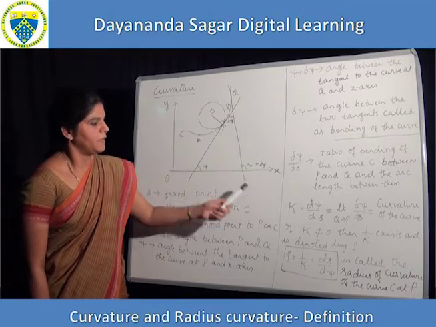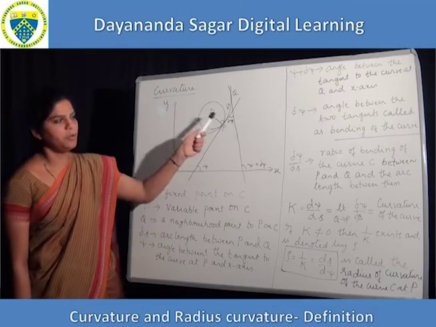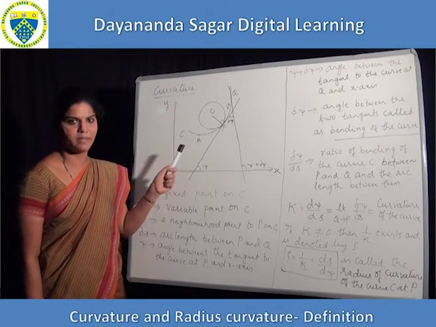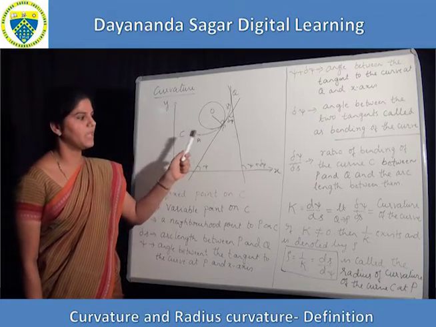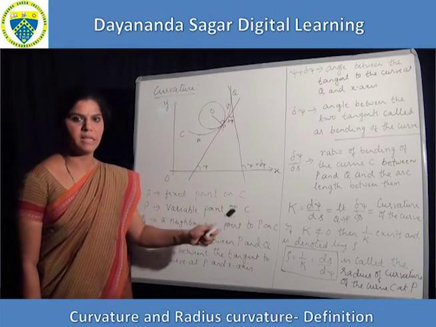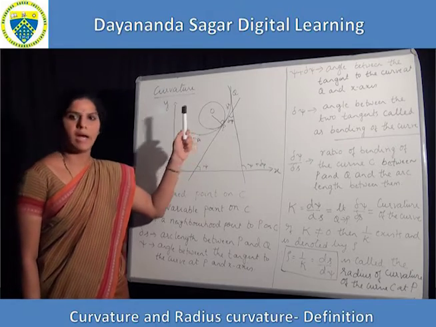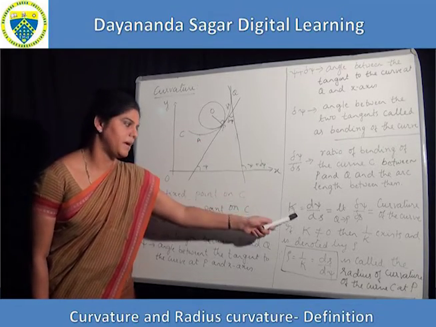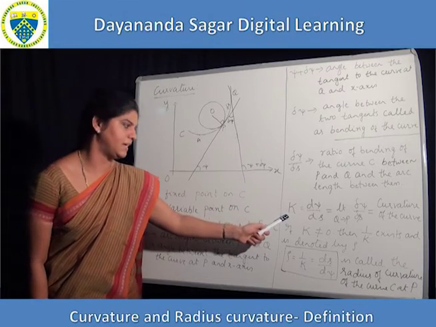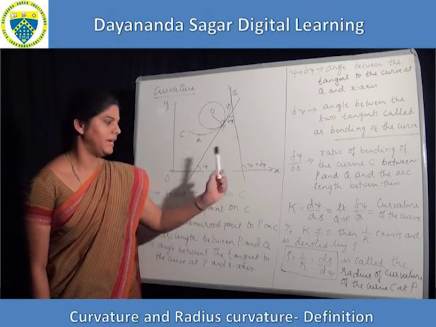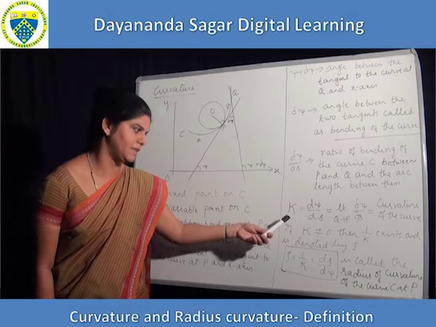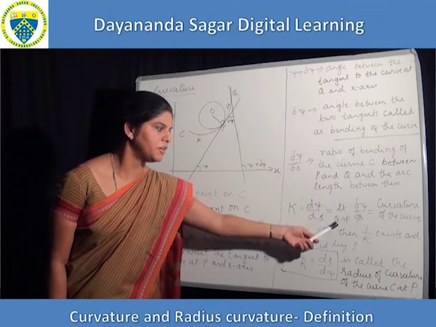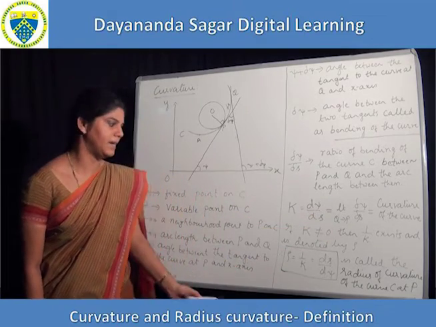So now the rate of bending of the curve with respect to the arc length at point P is called the curvature of the curve. It is denoted by the letter K, also called kappa, and hence we can define the curvature of the curve K is equal to d psi by ds, which is equal to the limit Q tending to P of delta psi by delta S.